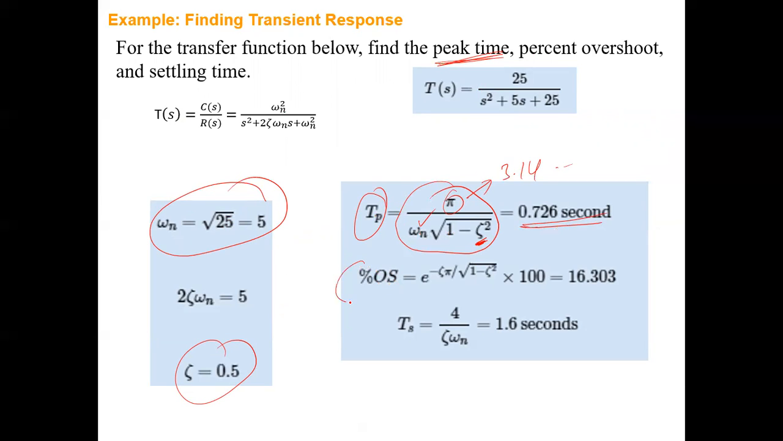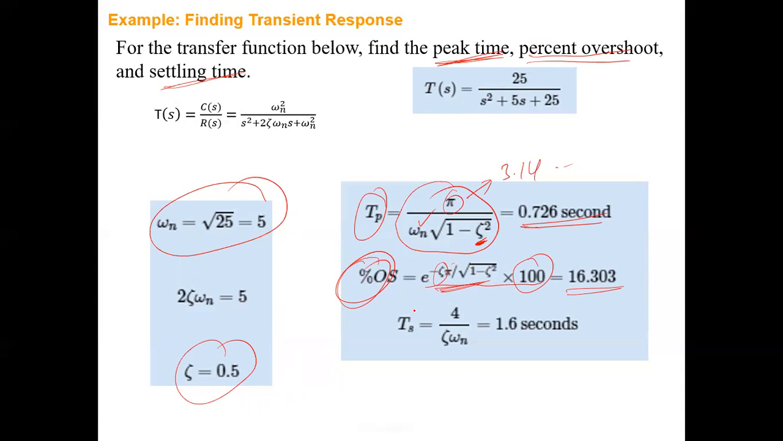Then similarly, percentage overshoot. This is the formula we had before in the previous slide. So zeta is given, then just plug in the value and multiply by 100. This gives you percentage overshoot. This guy is done.